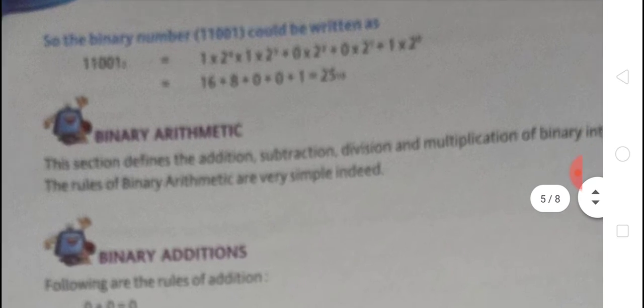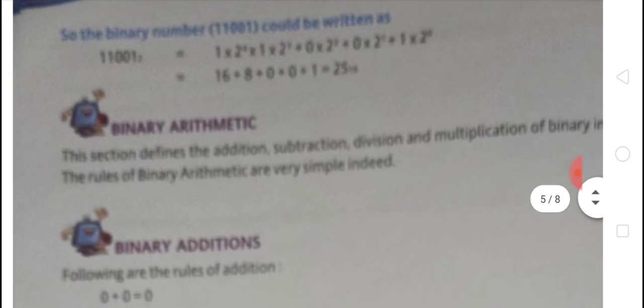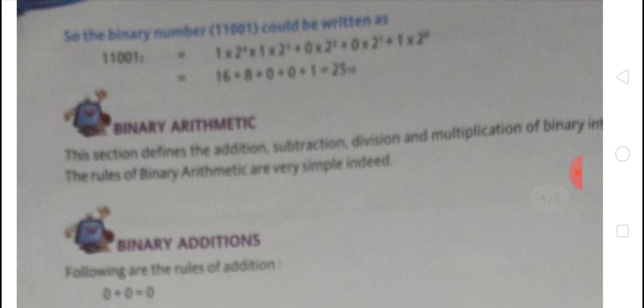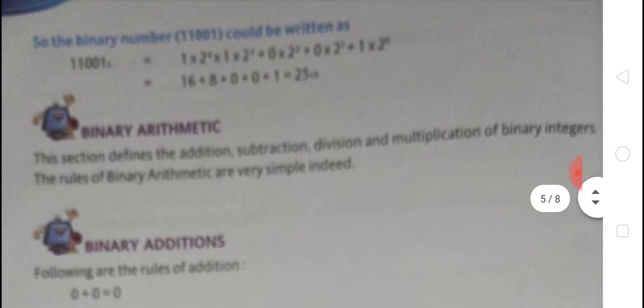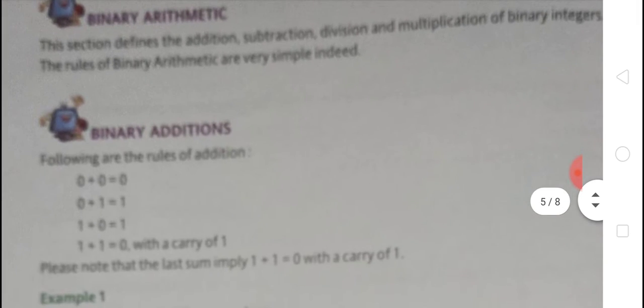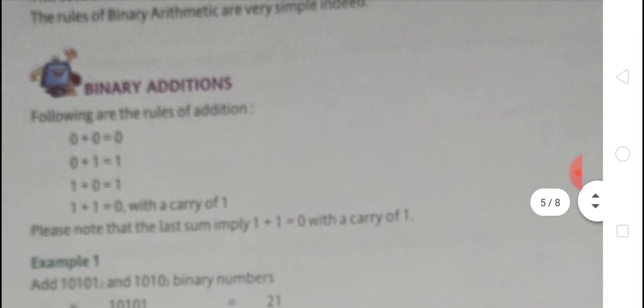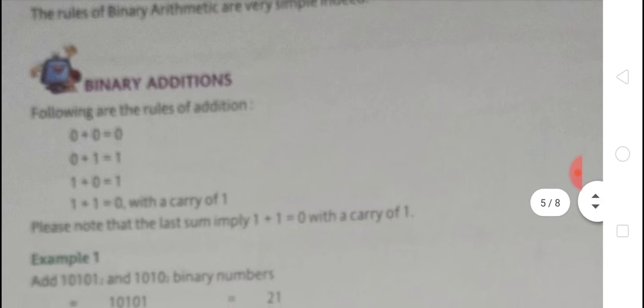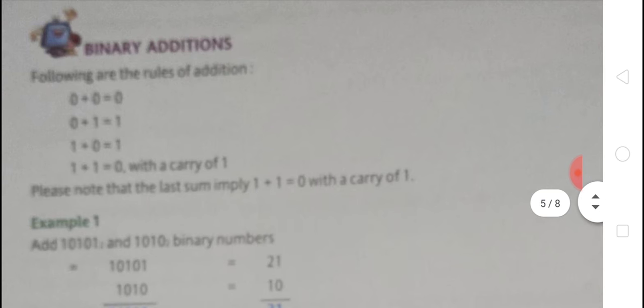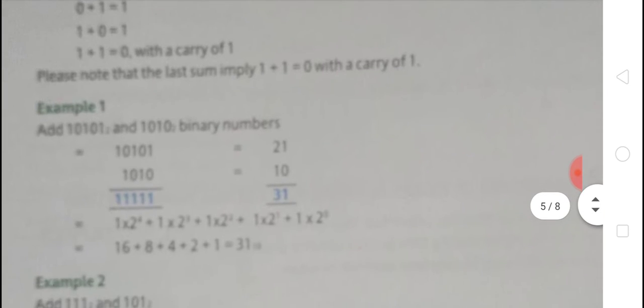Binary arithmetic. This section defines the addition, subtraction, division, and multiplication of binary integers. Binary addition. This is the rule for binary addition: 0 plus 0 equals 0, 0 plus 1 equals 1, 1 plus 0 equals 1, and 1 plus 1 equals 0 with a carry of 1. Please note that the last sum, 1 plus 1, equals 0 with a carry of 1.